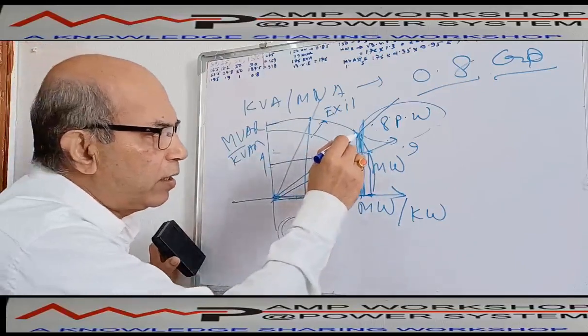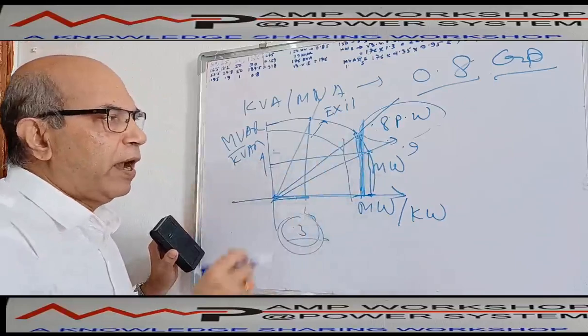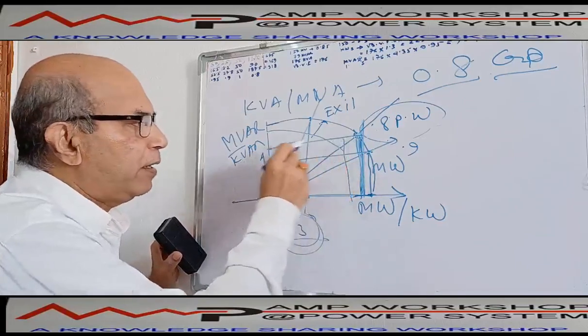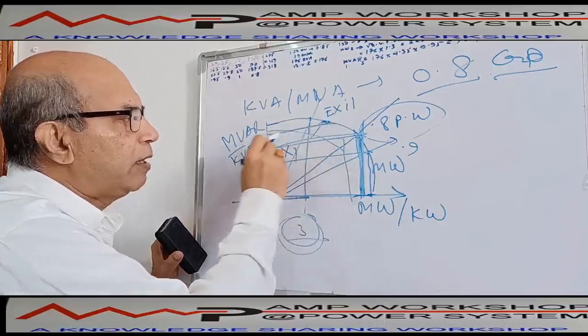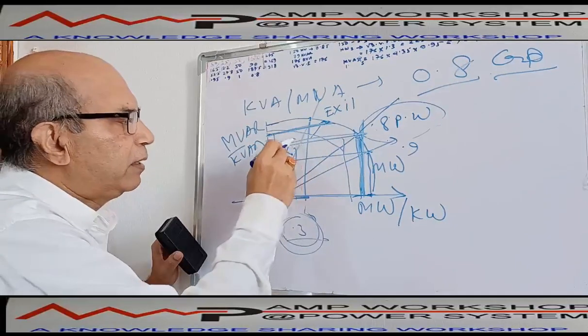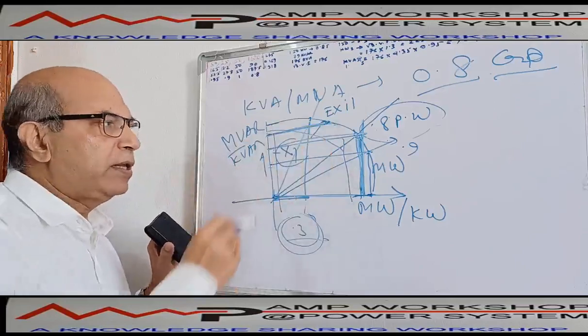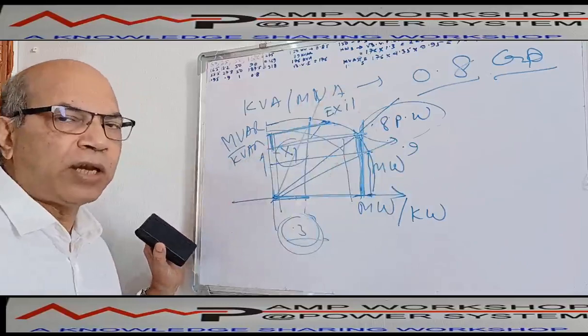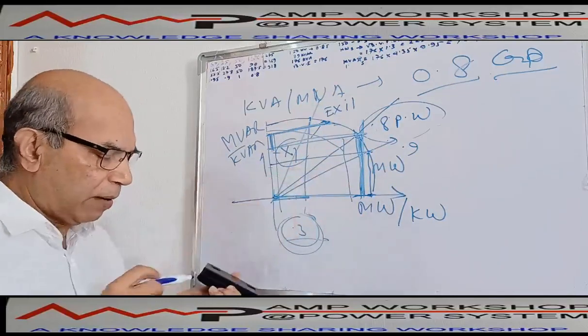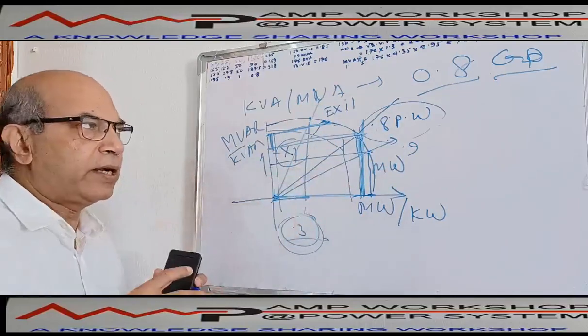Suppose we have ordered a generator with 0.8 power factor, and for that, suppose this is the megawatt it can produce, say X1, but I need a megawatt of this amount. If I need this amount of megawatt, then this generator cannot provide that amount of MVAr. In that case, it will be overloaded by this amount, and we have to go for a higher size of generator. So by consulting the capability curve, we can decide the exact generator sizing.